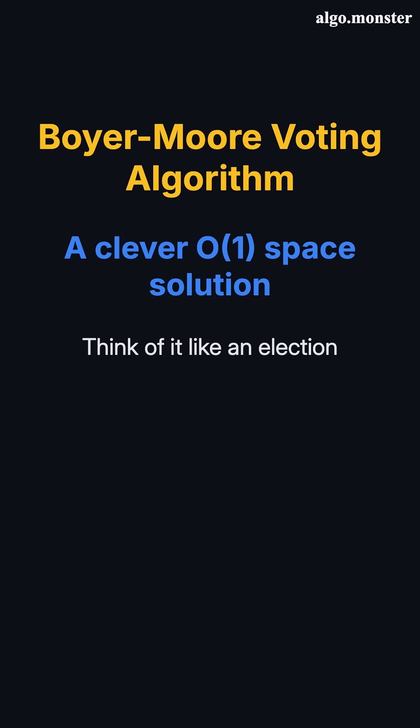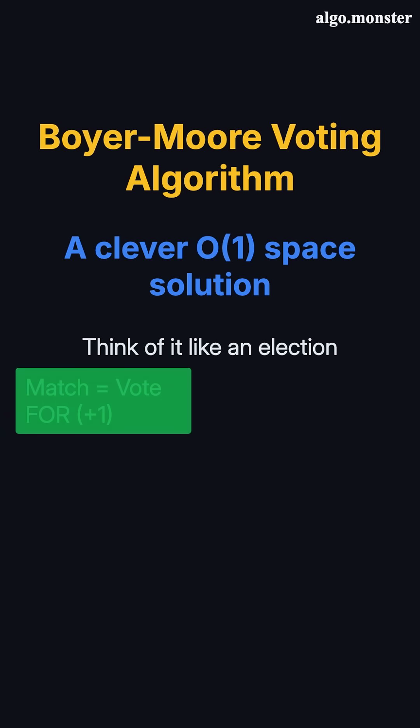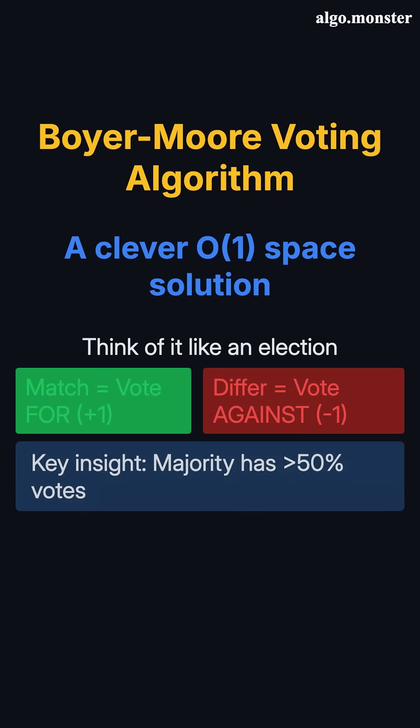Think of it like an election. Each number is a candidate. Numbers that match the current candidate are votes for it. Numbers that differ are votes against it. The key insight is this. If one candidate has more than half the votes, they can't be eliminated. Even if every other candidate teams up against them, the majority candidate still has more supporters.